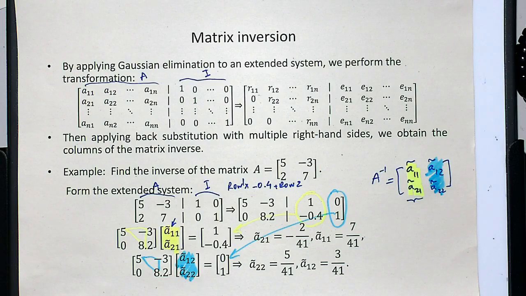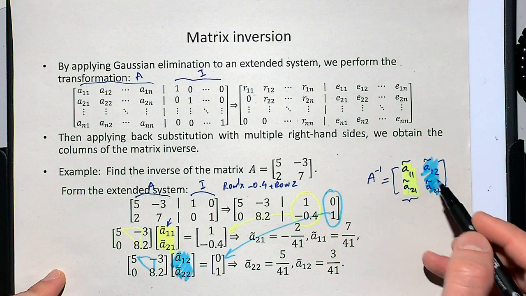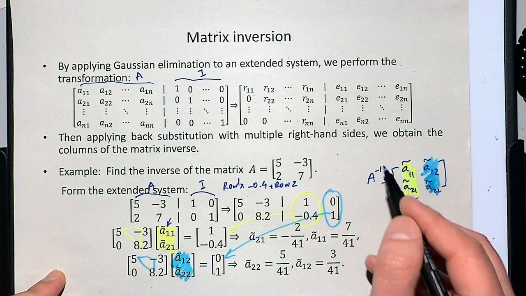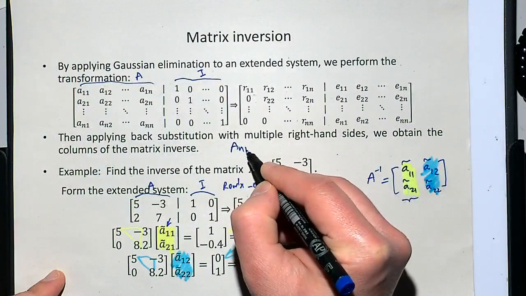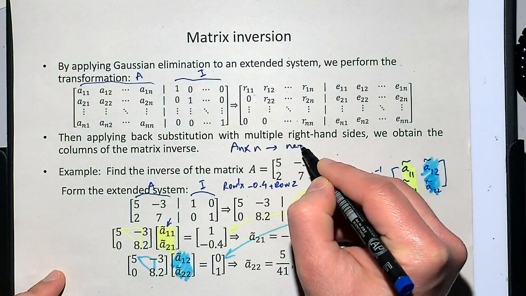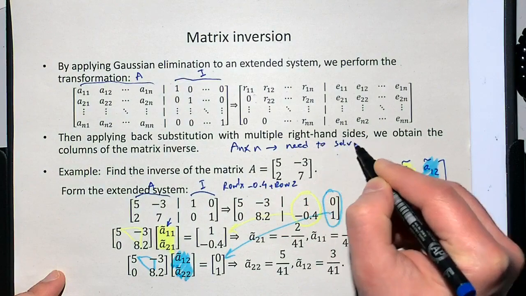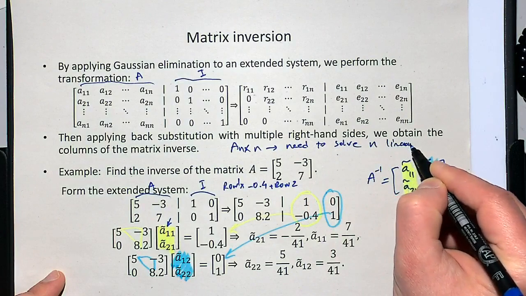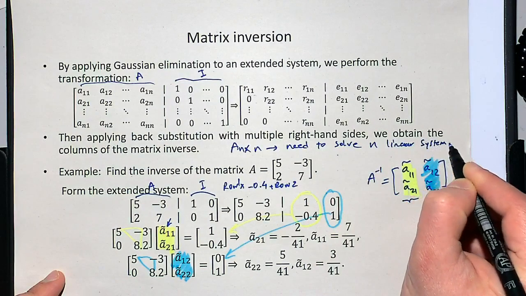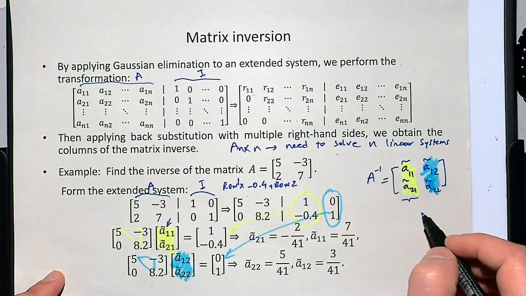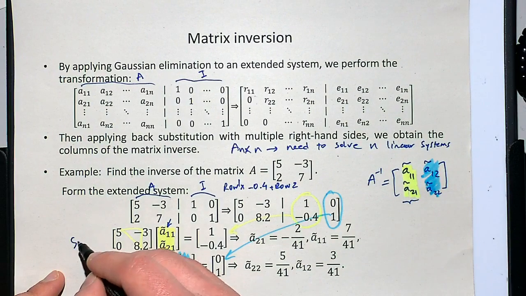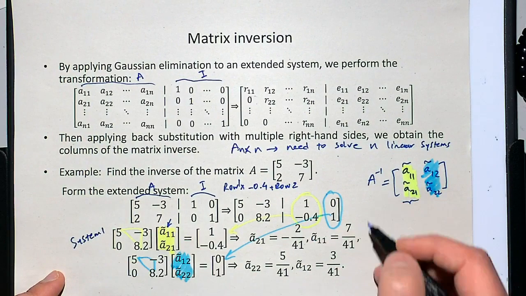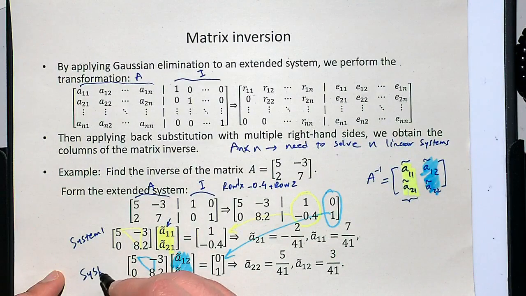Otherwise, okay, so it was a side note about one application of solving linear systems. Here, be careful that if you want to get all elements of A inverse, if A is n by n, then you need to solve n linear systems. As you saw here, we have a 2 by 2 matrix, so we have system 1, which gives us the first column of A inverse, and then we have system 2.